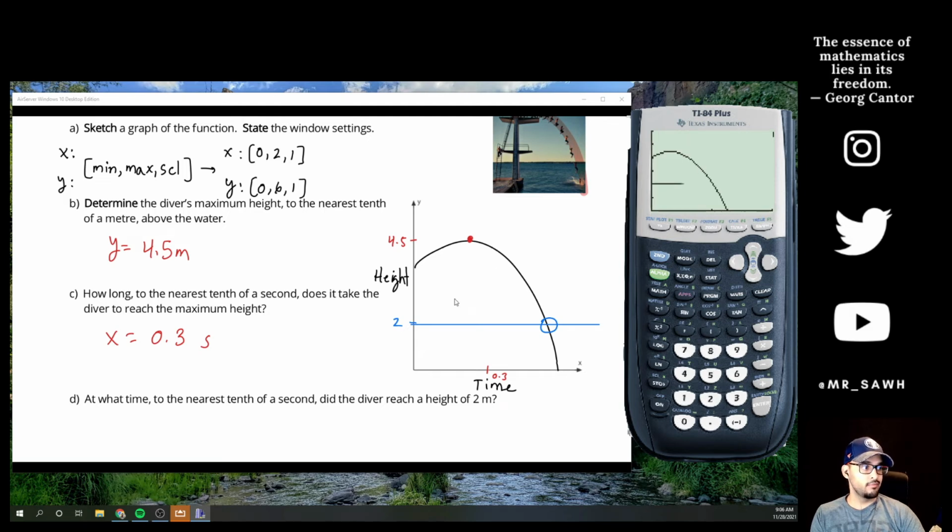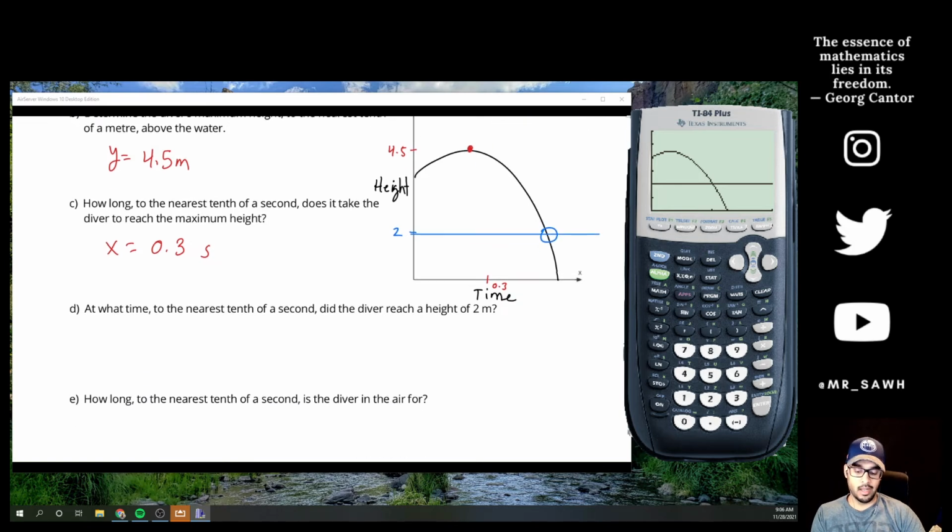And when I hit graph, you'll see that line being drawn. And we're going to look for where these two lines intersect with one another. So I'm going to hit second trace. Option number 5 is intersect. Okay, so we're going to intersect with 2.